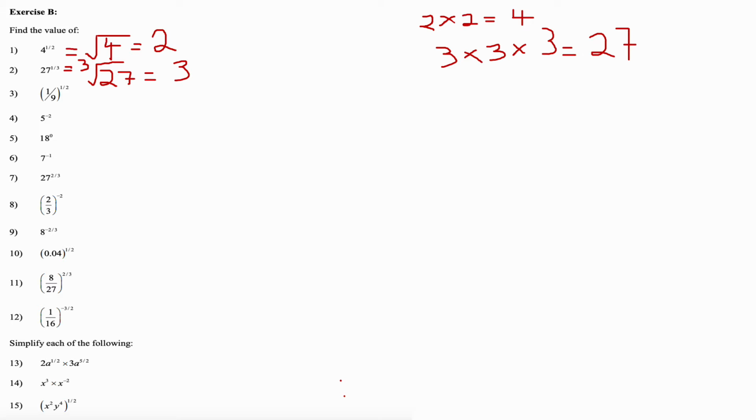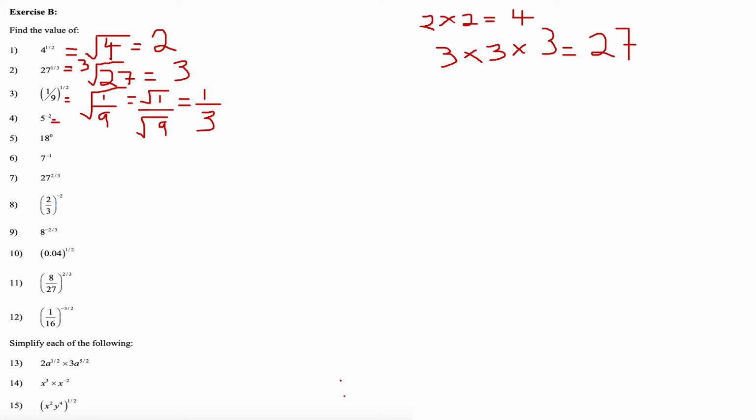This is the third question. 1/9 to the power of a half. Well, the power of a half is just square root. So square root of a ninth. Square root the top. Square root the bottom. Square root of 1 is just 1, and the square root of 9 is just 3. Because 3 squared, or 3 to the power of 2, is 9, and 1 squared, 1 times 1, is 1.